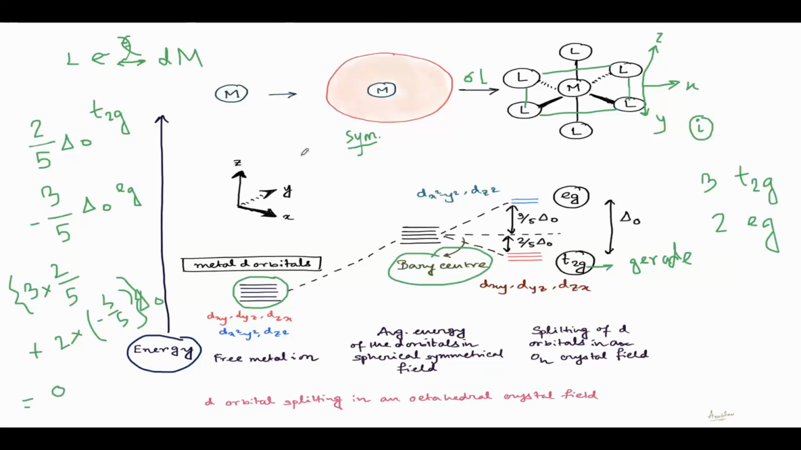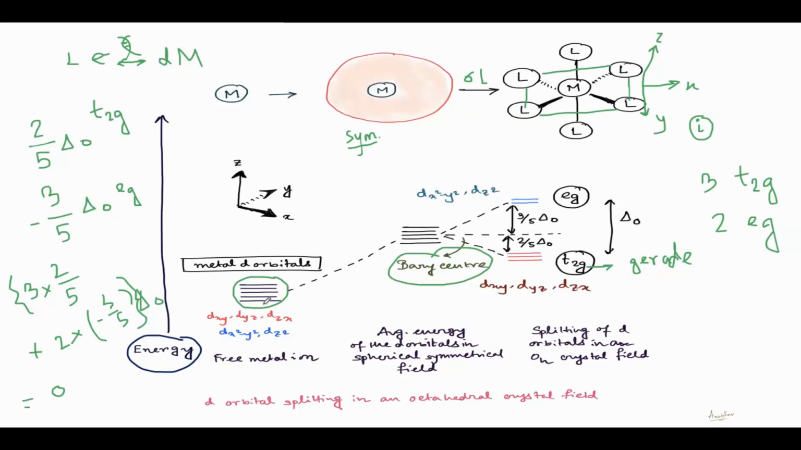So firstly, if we can do a recap: the metal d orbitals were there, which is of a free gaseous metal ion. Now, in presence of a spherically symmetrical field, the average energy is actually quite above from the free metal ion, and the midpoint is termed as the barycenter. Now, in presence of the ligand field, when the ligands come closer to the metal atom or ion, the orbital's energy will be lifted. One will be lifted, another will be dropped. So degeneracy will be lifted and the splitting of the orbitals will take place.